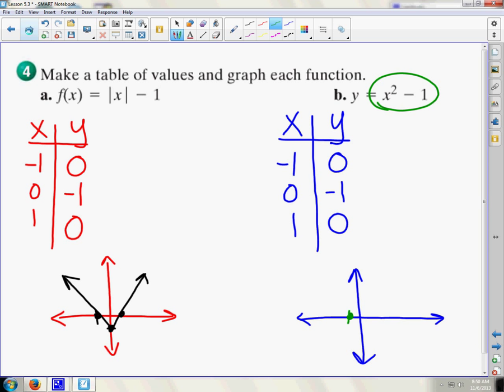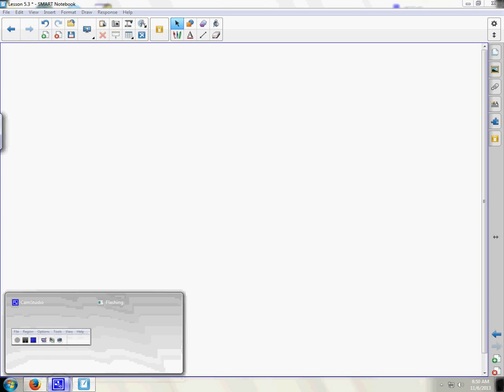-1, 0, 0, -1, and 1, 0. The points are the exact same, but you need to know that this x squared forms a parabola. So when I graph this, it's not the straight lines. You need to know the difference between the two. All right, that is it for your notes.